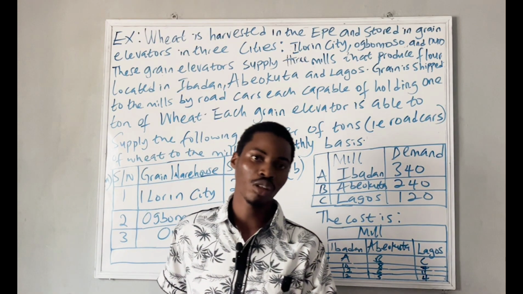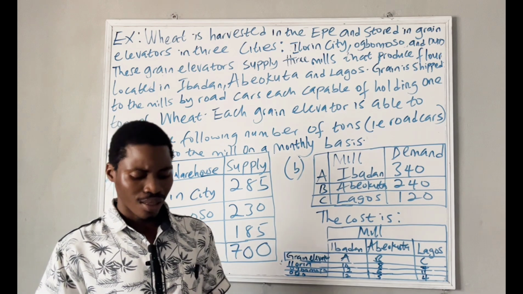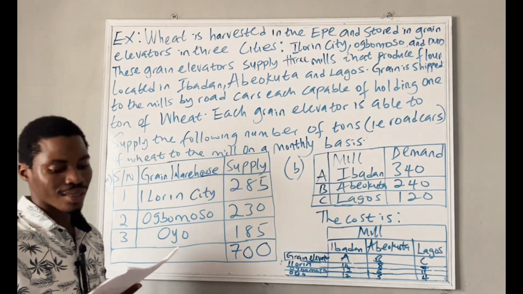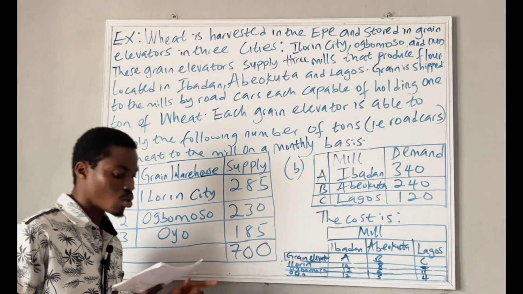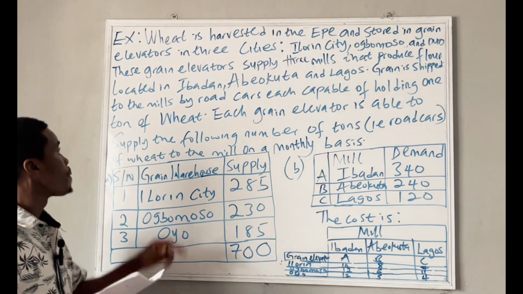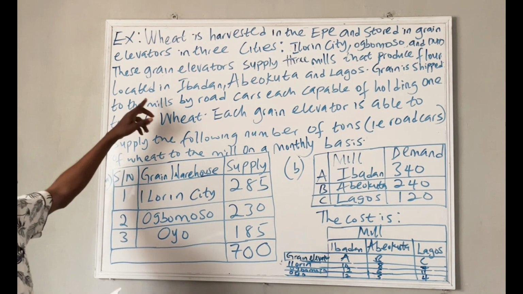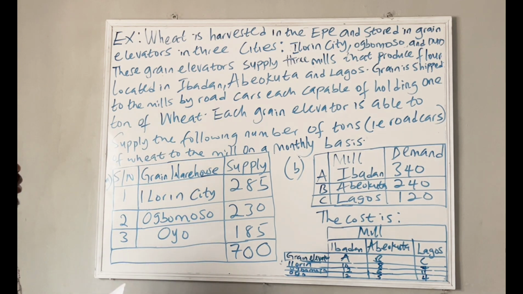This is a question on transportation problem. Wheat is harvested in the Epe and stored in grain elevators in three cities: Ilorin, Ogbomoso and Oyo. These grain elevators supply three mills that produce flour, located in Ibadan, Abeokuta and Lagos.